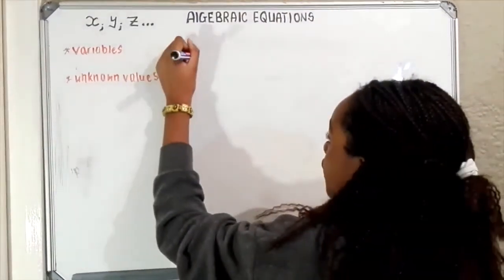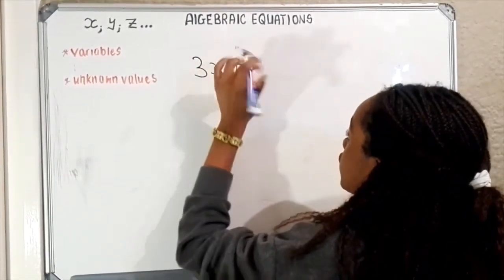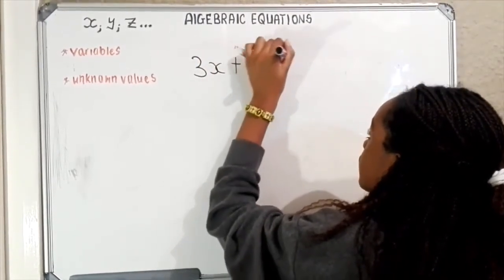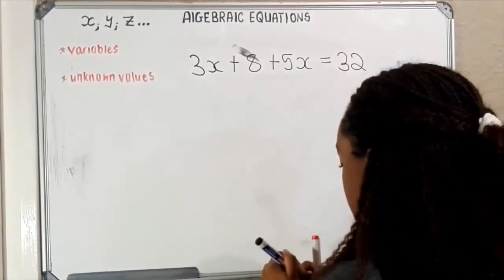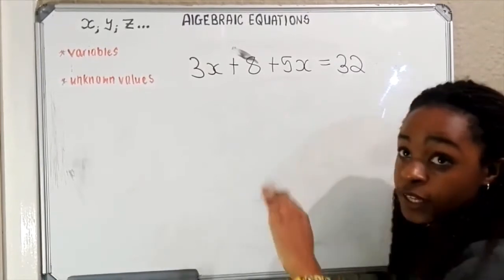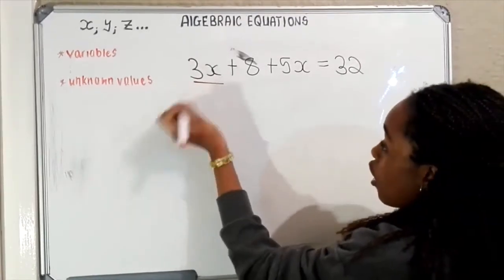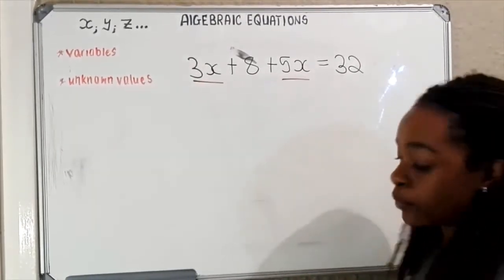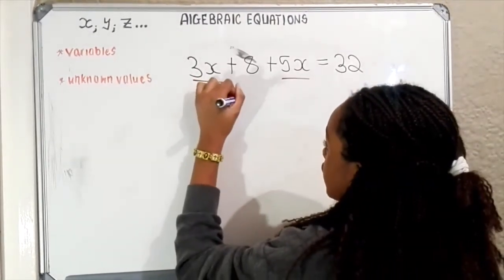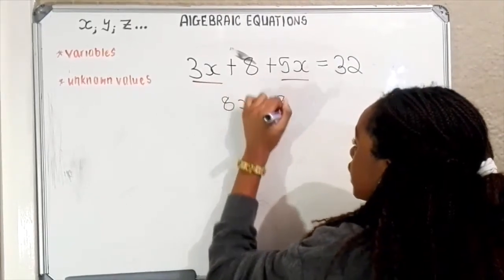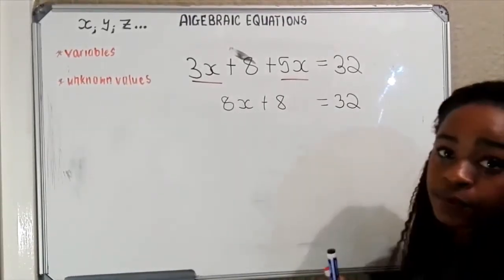Okay, so say we have 3x plus 8 plus 5x is equal to 32. Okay, so here we have two variables. Don't panic, we'll do the same thing as we did before. 3x and 5x are like terms, so we can add them up. 3x plus 5x gives us an answer of 8x plus 8, which is equal to 32. So we just simplified this, and this looks like something we're more familiar with.